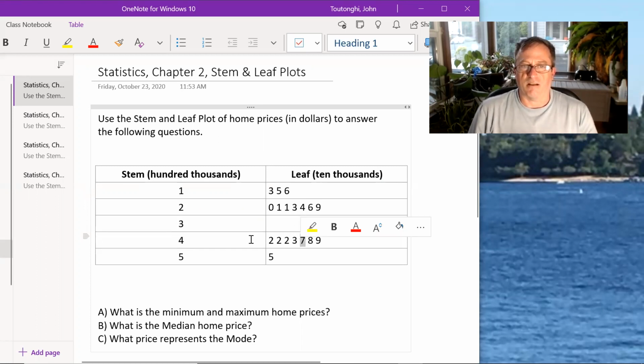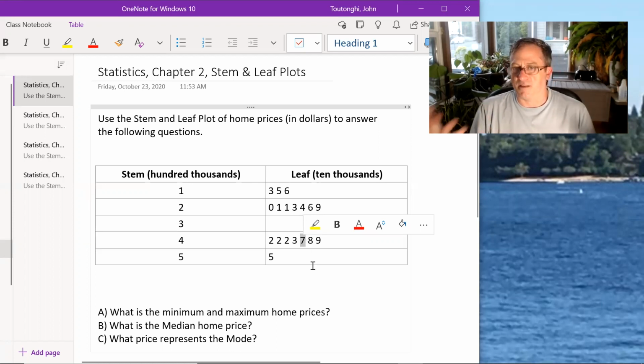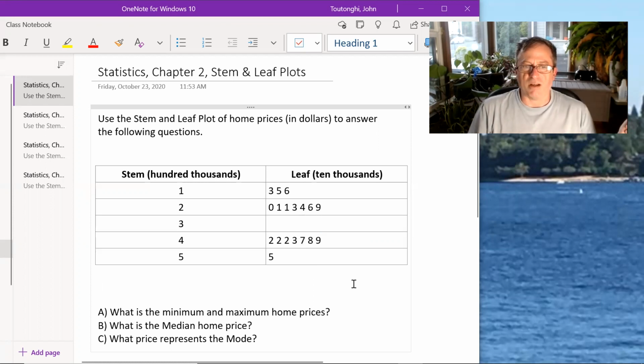So what you do when you have, say, a four in the stem and a seven in the leaf, the four would be $400,000 and the seven would be $70,000, seven 10,000s. And you add them together. So $400,000 plus $70,000 is $470,000. Okay, so the questions that we're being asked are, what are the minimum and maximum home prices? What is the median home price? And what price represents the mode?